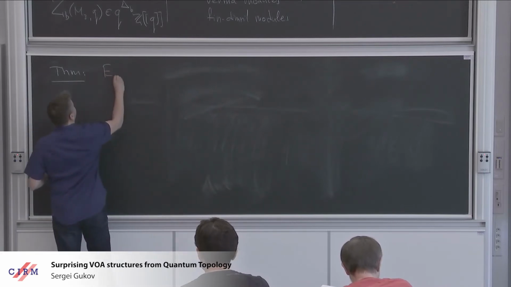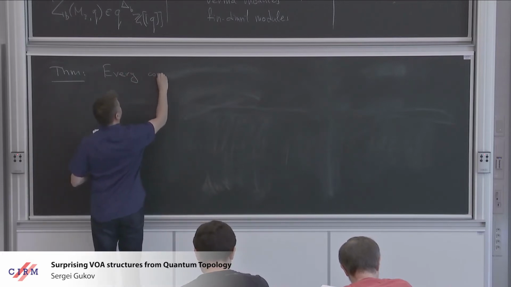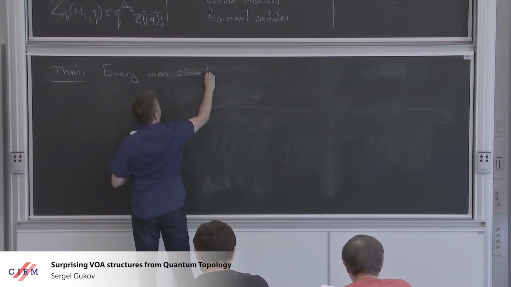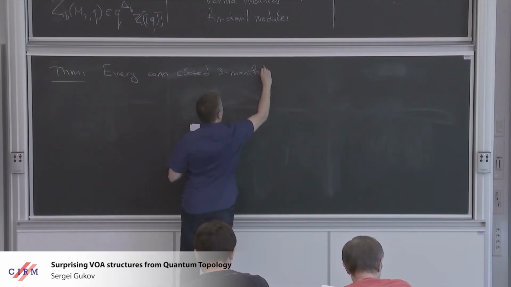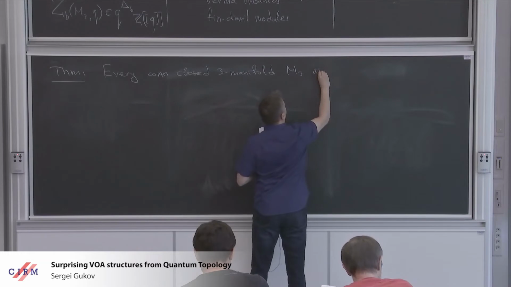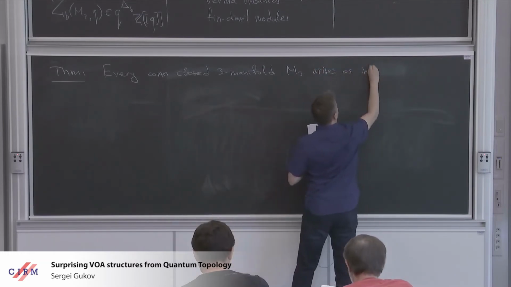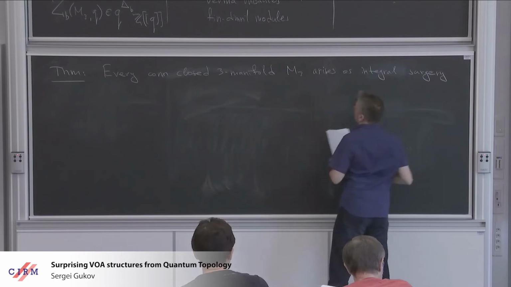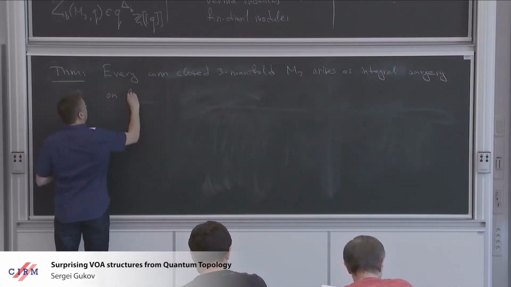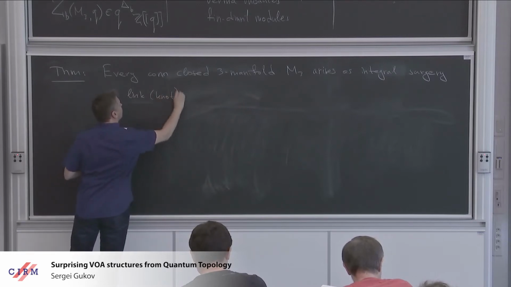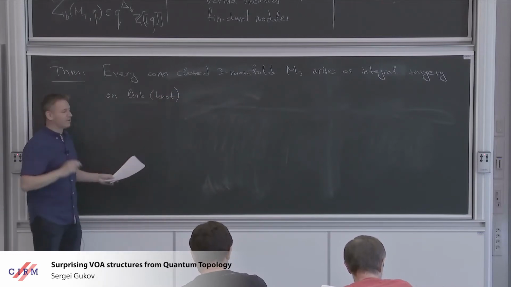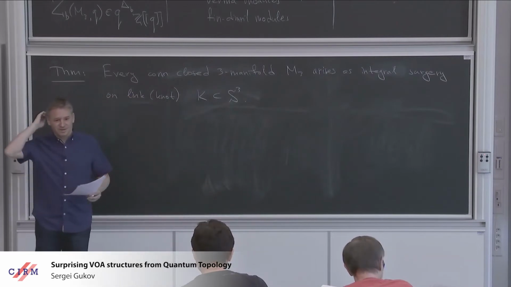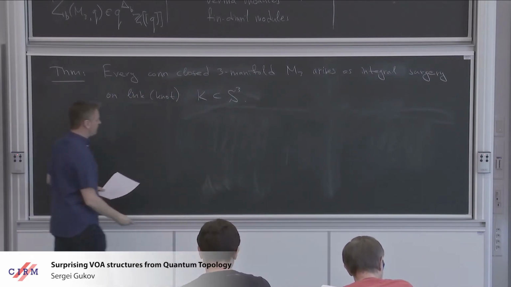This theorem says that every connected, oriented, closed three-manifold M3 arises as integral surgery on some link, or people usually start with knots, which are links with only one component. I'll denote it by K sitting inside S3. Well, this is a useful sentence, but what does it really mean? How can we understand that?